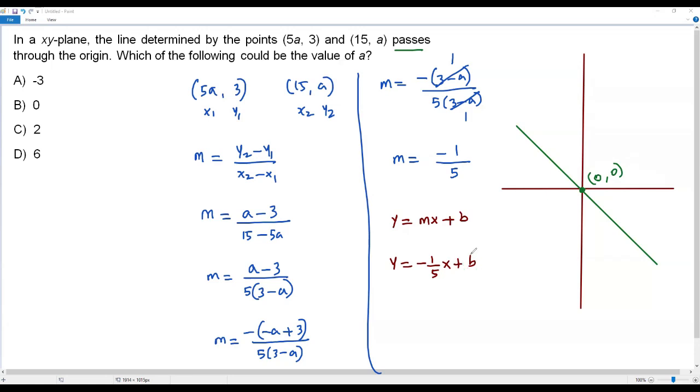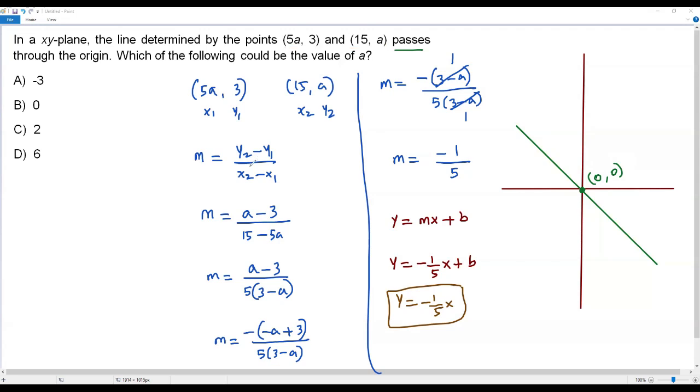Whenever we write the equation of a line in slope intercept form, this b represents the y-coordinate of the y-intercept. Here, since the given line passes through the origin, it can be considered the y-intercept, and its y-coordinate is 0. That is, the value of b is 0. So let me write it: y equals negative 1/5 x plus 0. Positive 0 we can ignore. Now I have the equation of the line determined by these 2 points.